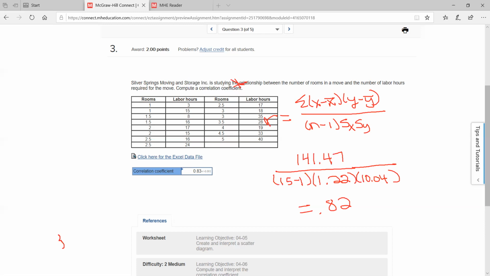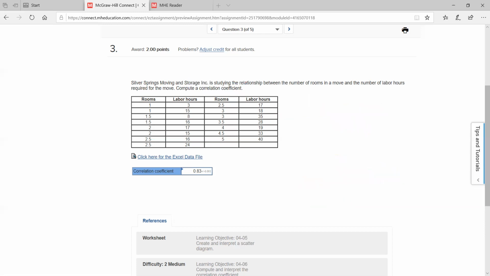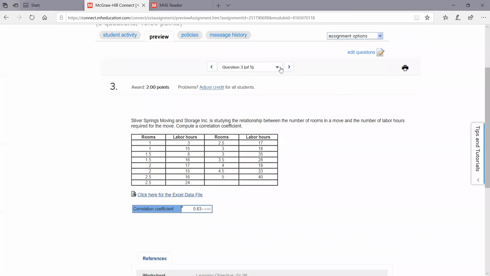So again, I hope this one helps. You have to do a little bit of calculation on this one on your correlation coefficient. All righty, that is, I guess, problem 3. Let me minimize that. All right, let's go to problem 4.